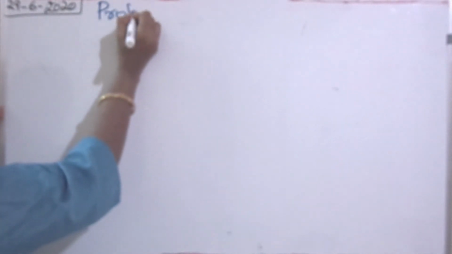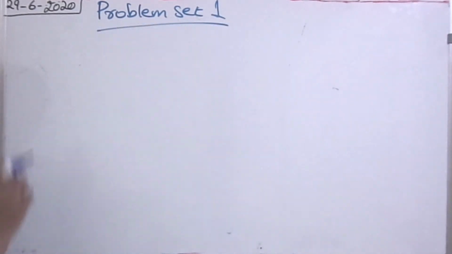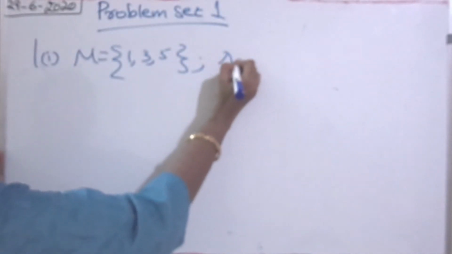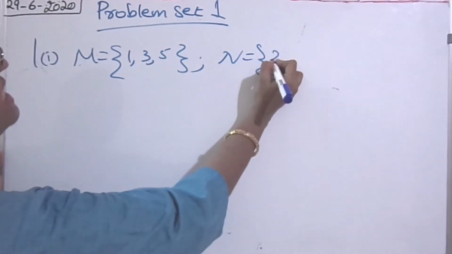Problem set 1. Practice set 1.4 I will do afterwards. I am doing union and intersection sums. Question number 1, first one. M is equal to {1, 3, 5}. N is equal to {2, 4, 6}.